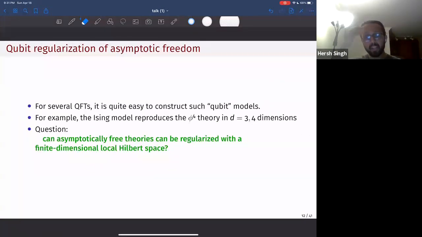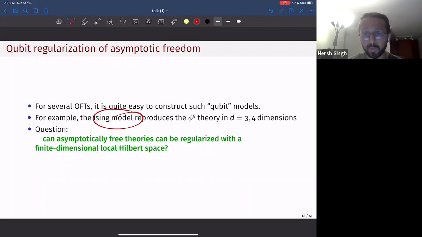Now, for a lot of QFTs, it's actually quite easy to construct such qubit models. For example, if you think of the Ising model in 3 and 4 dimensions, it has a continuum limit that you think of as the φ⁴ theory. The φ⁴ theory in 4 dimensions is just trivial, and that's in fact what you get if you tune yourself to the critical point of the Ising model. Similarly for d equals 3 dimensions, you get the right field theory.